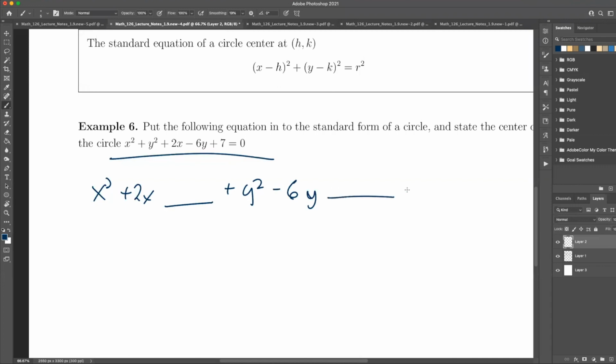And then you're going to have a blank spot, and then you're going to move the constant term over, so it'll be minus 7. So what I did here is I just moved the x up here, left me a spot, moved the y over here, and then moved the 7 over. That's all I did.